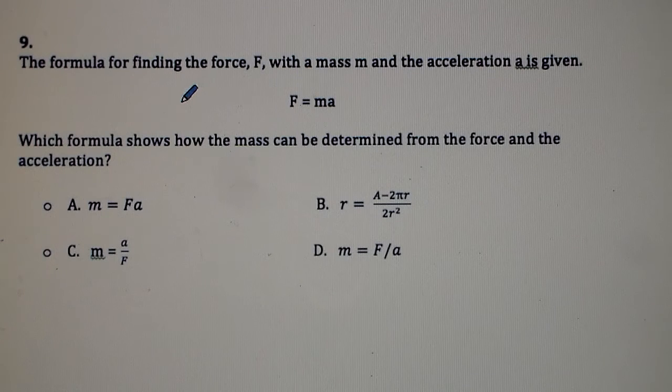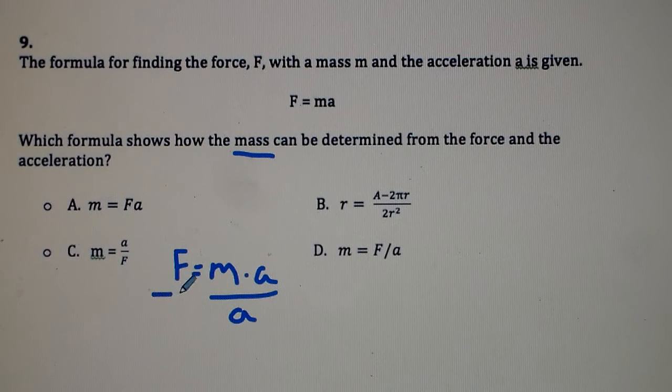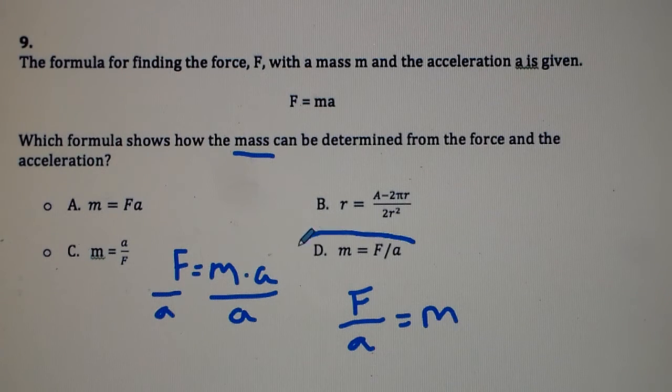Number 9. The formula for finding the force F with a mass m and the acceleration a is given. So F equals m times a. This one's a little bit easier. Why don't you first try this one on your own? Which formula shows how the mass, so we gotta get that mass all by itself, the m. Alright, so let's do it together. So F equals m times a. Hopefully you knew to divide by a to both sides. So F divided by a is equal to m, which is D for number 9.